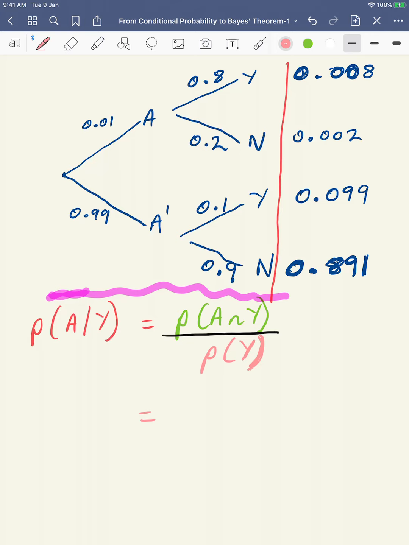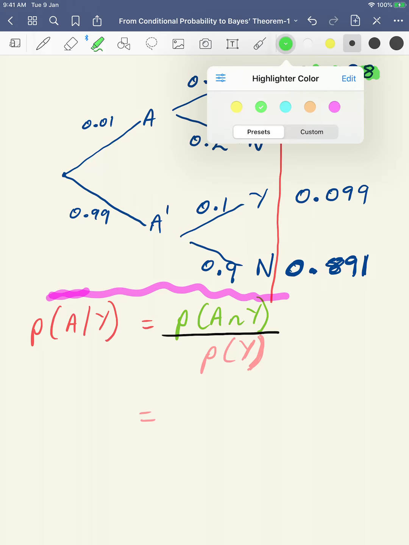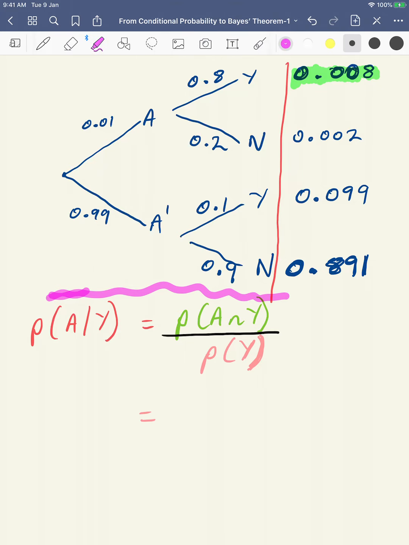Equals P of A and Y. Well, look, the P of A and Y is a simple section on the tree diagram, isn't it? P of A and Y is just this bit, isn't it? I have the allergy and I've been tested positive. So that's that bit. And what's the probability that I get tested positive? What's the probability of Y? Well, that bit is clearly on the diagram as well. It's this bit plus this bit here.